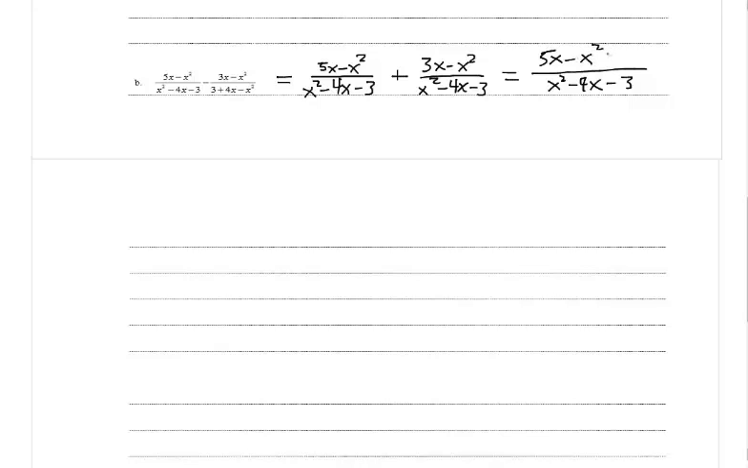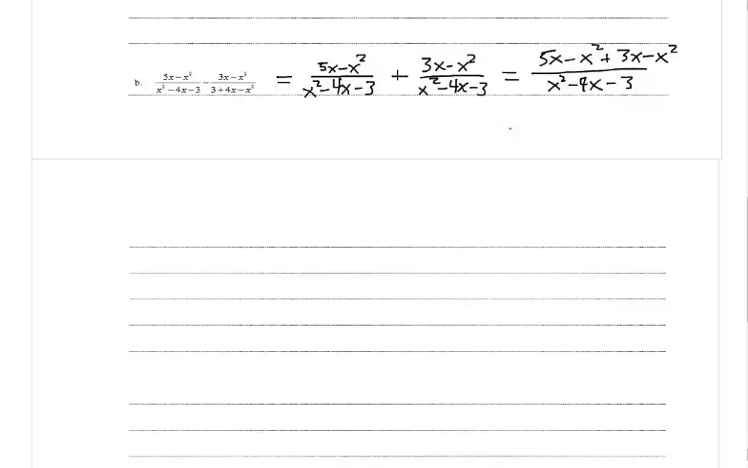So again, we're going to use the same process, and we're going to have 5x minus x squared divided by x squared minus 4x minus 3. And now we have a minus sign, so it becomes a plus. 3x minus x squared divided by x squared minus 4x minus 3. And now we write it as one fraction, x squared minus 4x minus 3 on the bottom. And in the numerator, we're going to have 5x minus x squared plus 3x minus x squared.